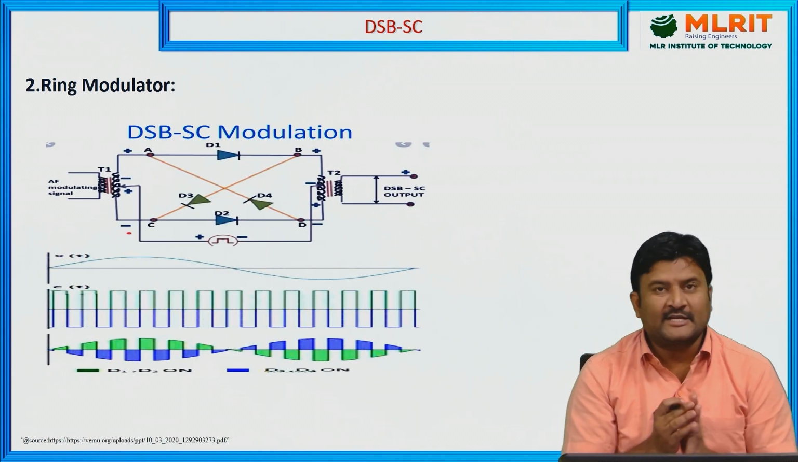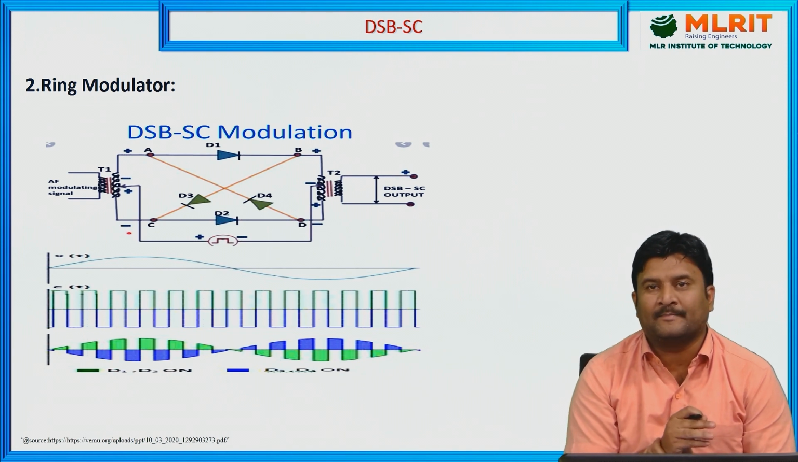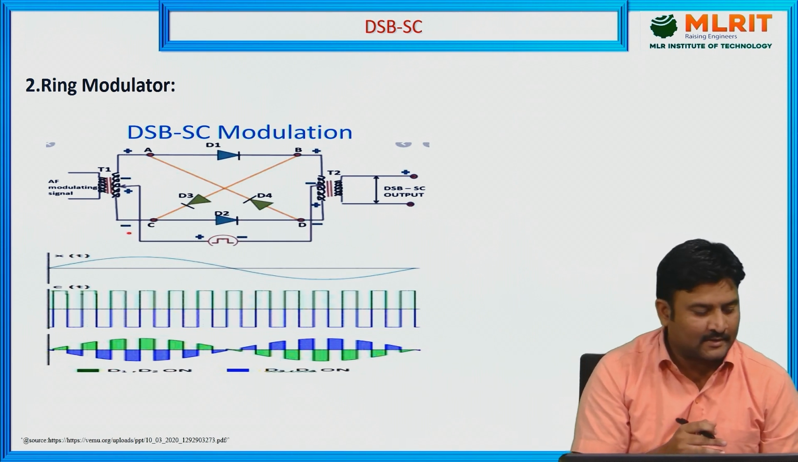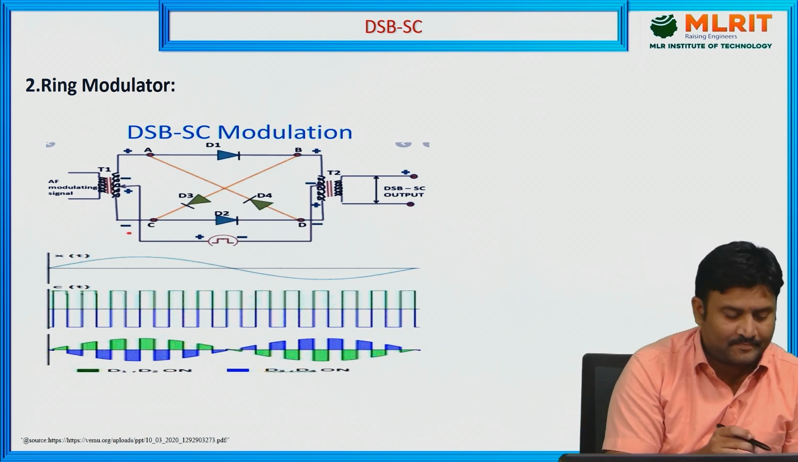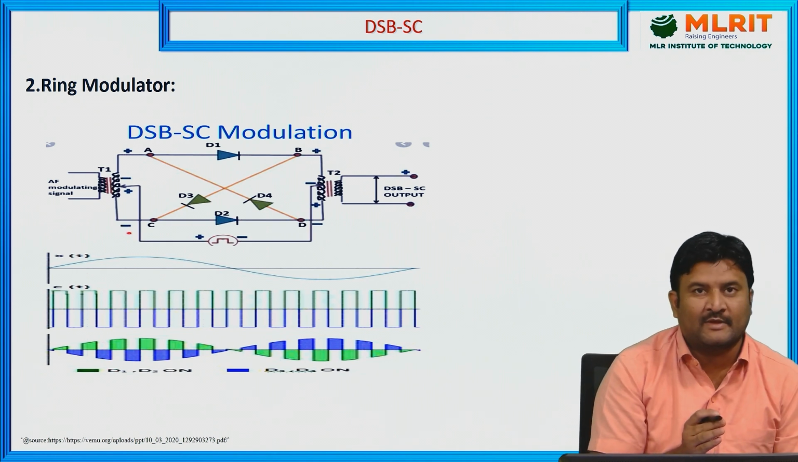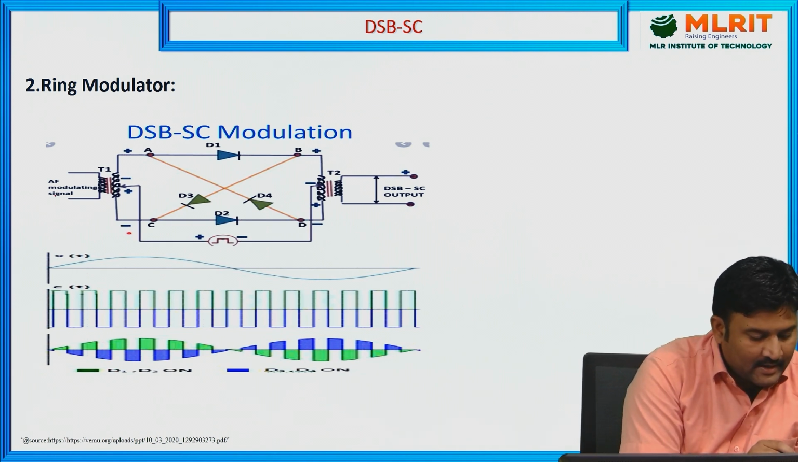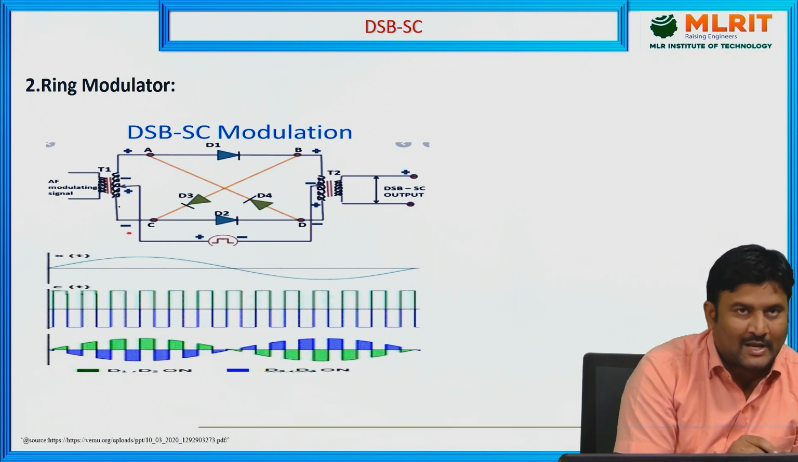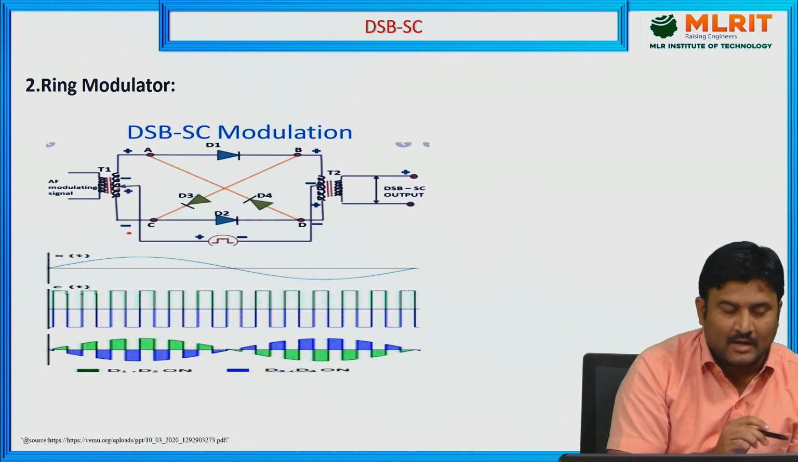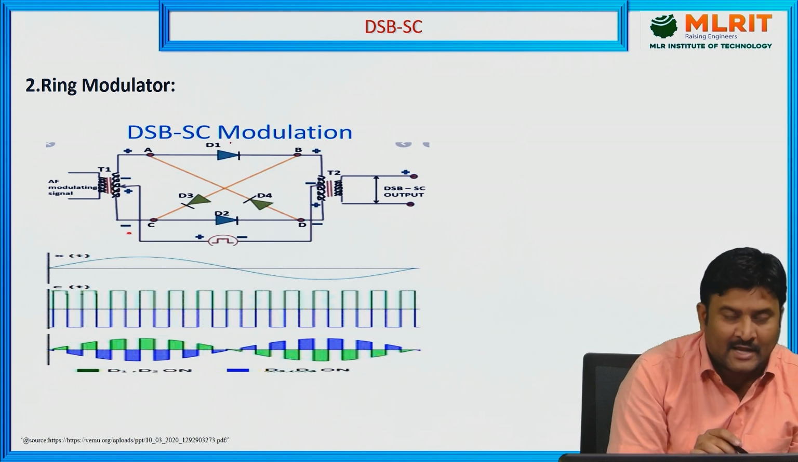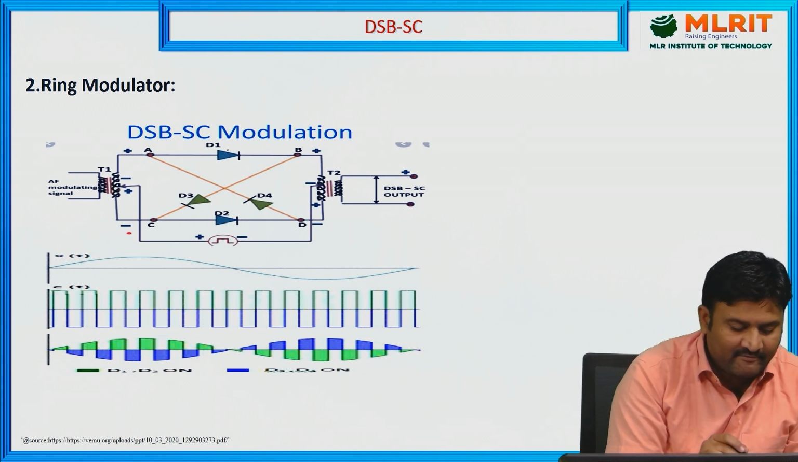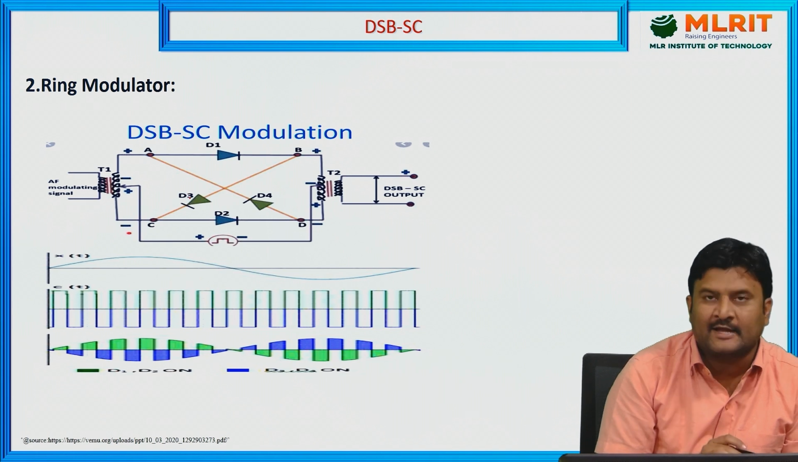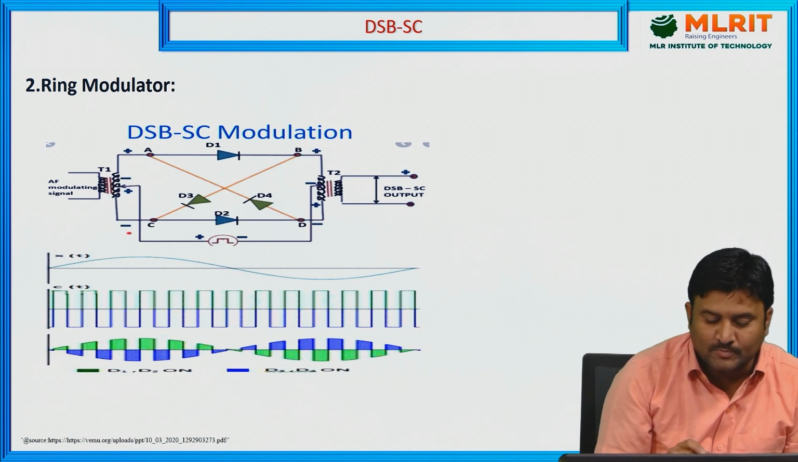And the next method is the ring modulator. Observe here, I am explaining it with respect to rectifying sections. Here the AF modulating signal is given to transformer 1. And observe here, how many diodes? We are taking 4 diodes, D1, D2, D3 and D4. And the output should be DSB-SC.